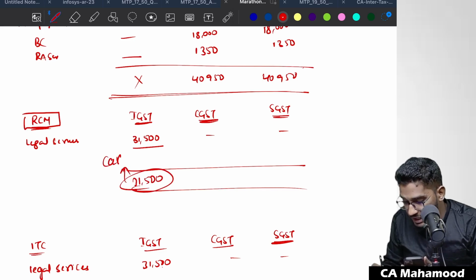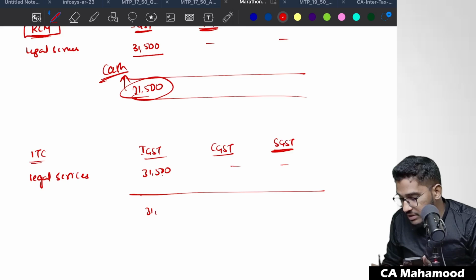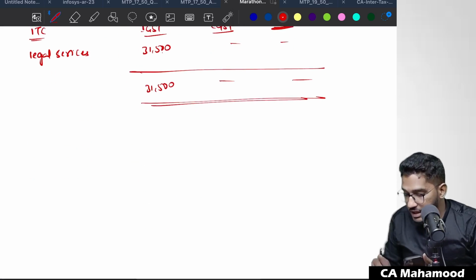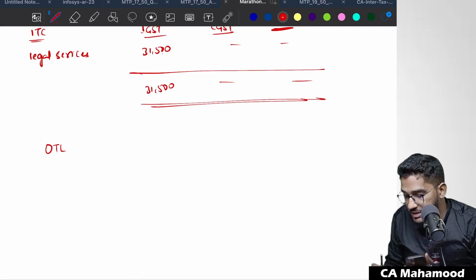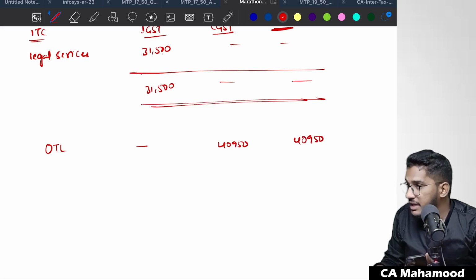Compulsorily you have to pay that in cash. You can't utilize input tax credit. Then you have IGST 31,500 rupees of IGST only. We have no CGST, no SGST. Now we have an output tax liability of IGST 0. Then we have 40,950 rupees of CGST, 40,950 rupees of SGST.